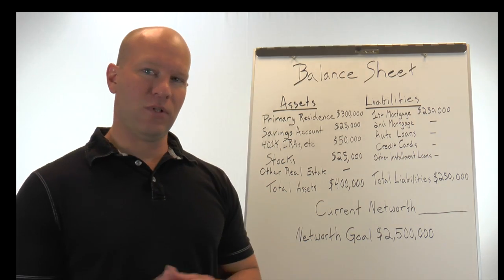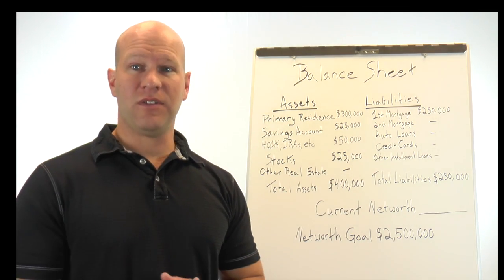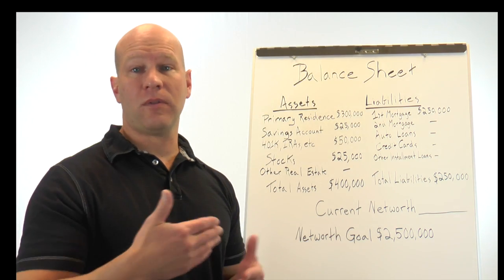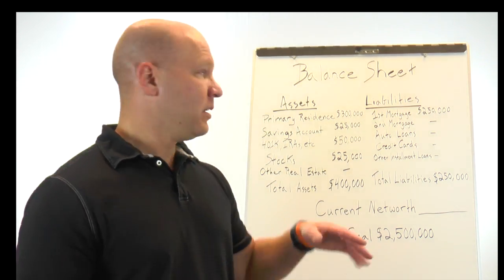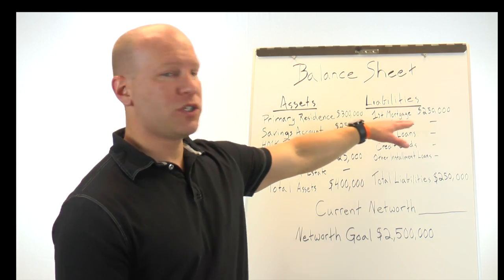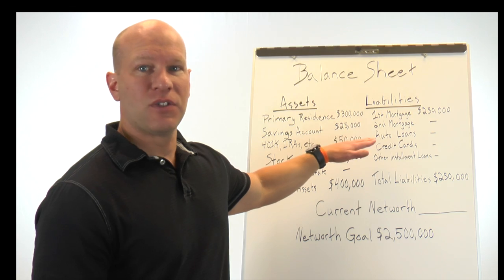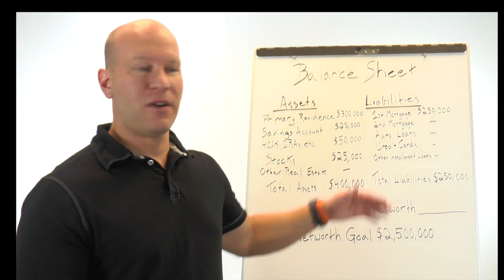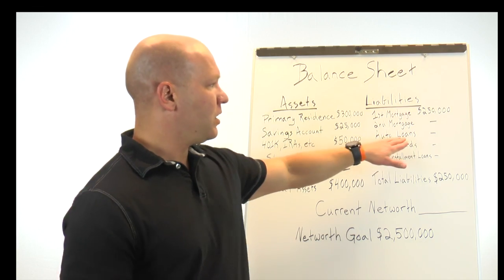There may be some of you still who have negative equity in that your house is actually worth less than what you owe on it, and then you would put that here. So if the mortgage were $350,000 and the house is worth $300,000, you'd still put that on there, okay? Second mortgage, and you got car loans.